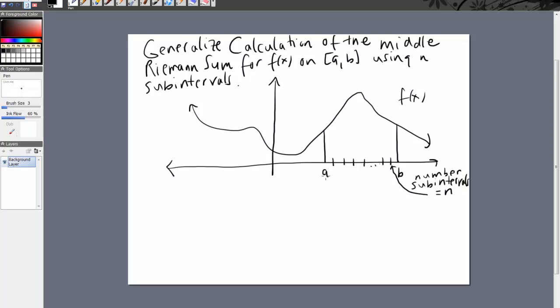Now, since the length of this interval is b minus a, we know that the length of each subinterval, which we denote as delta x, is simply b minus a over n. For this example, we're assuming that each of the subintervals has an equal length.